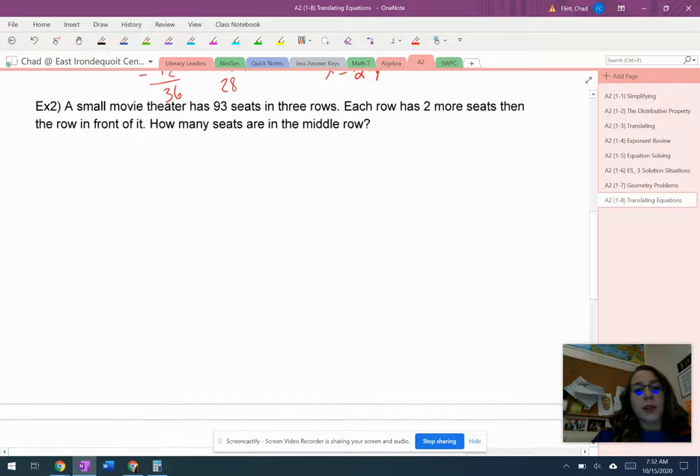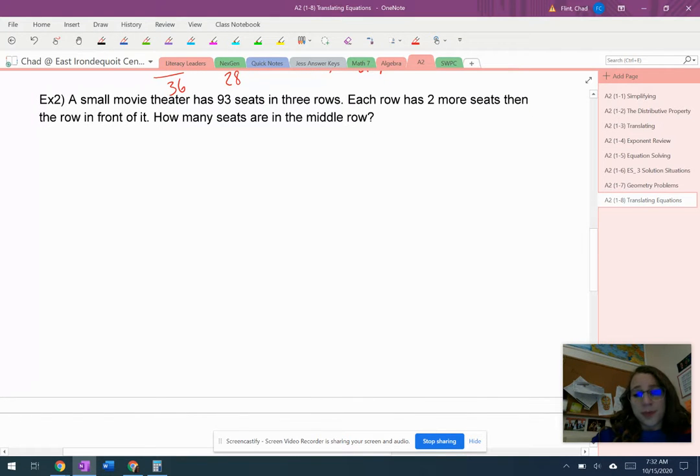All right, example 2 here, last one for 1-8. A small movie theater has 93 seats in 3 rows. Each row has 2 more seats than the row in front of it. How many seats are in the middle row?